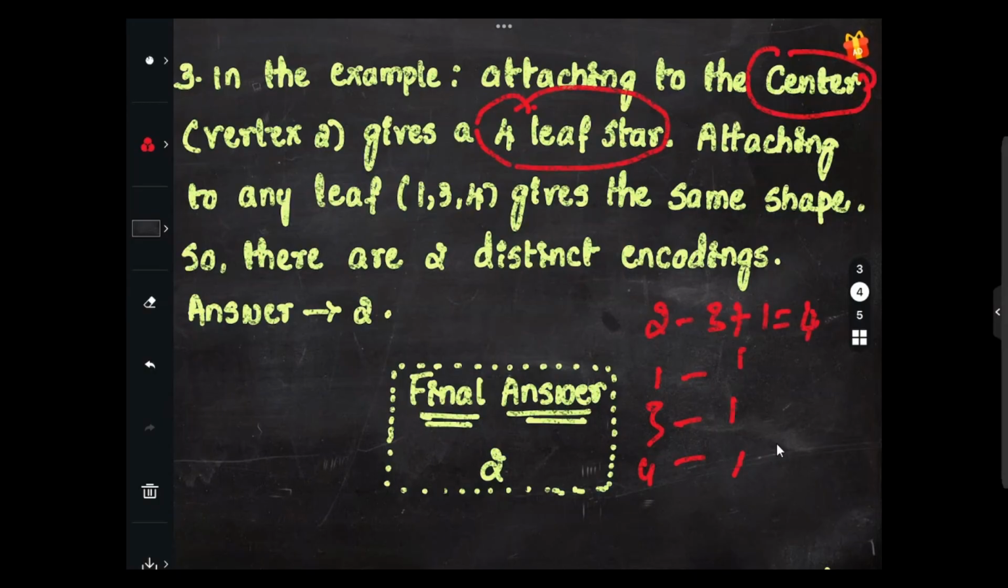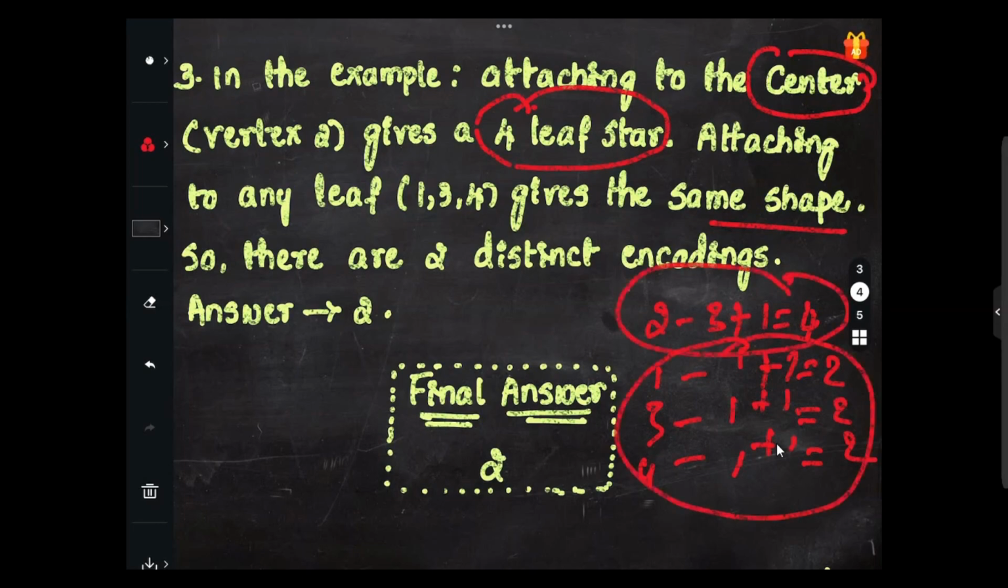Attaching to any leaf, 1, 3, or 4, gives the same shape. So if we attach to a leaf, this will give degree 2, the same shape, right? So there are two distinct encodings, so the answer is 2. One is attaching to the center vertex 2, which gives the 4-leaf star, and attaching to 1, 3, 4 gives the same shape.